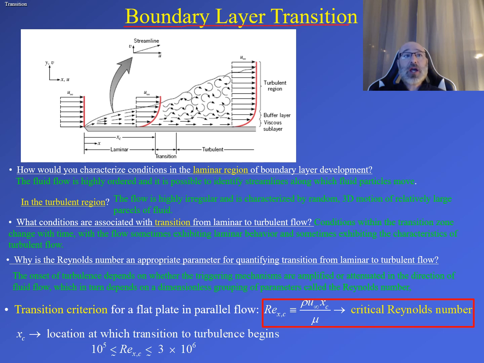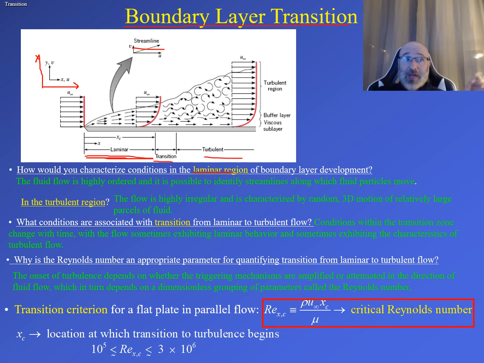We'll refer to this diagram we see here. We can see we have our laminar region, our transition, our turbulent region right here. We have our streamline. We also have our x going positive this way, and we have our y positive up like this here. So let's ask ourselves a few questions and try to characterize this boundary layer transition. How would we characterize the conditions in the laminar region of the boundary layer development?